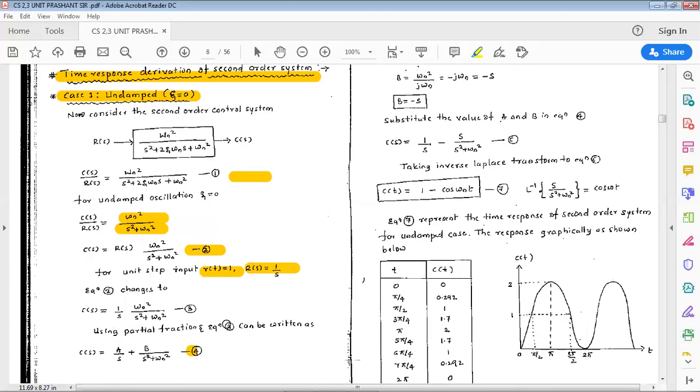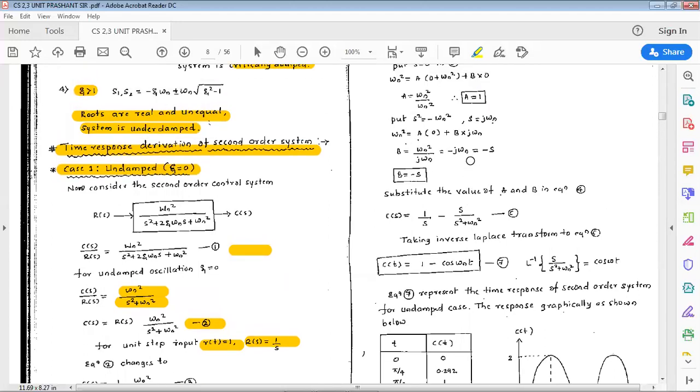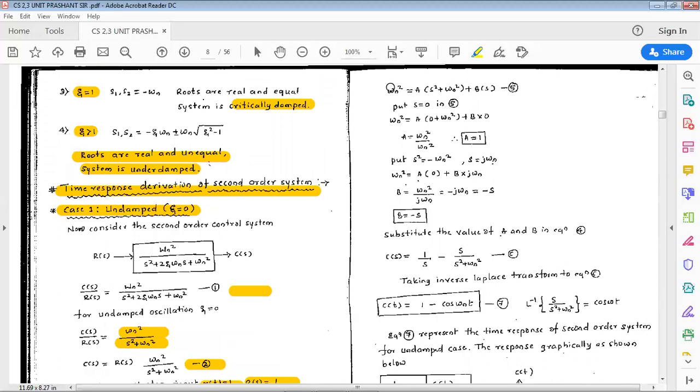Now we need to find the values of A and B. Look at how exactly we find A and B. Using partial fractions, we have omega n square equal to A into s square plus omega n square, plus B into s. Put s equal to 0 in equation number 5. We get omega n square equal to A into (0 plus omega n square) plus B into 0. This term will vanish, so A is equal to omega n square by omega n square, which results in A equal to 1.